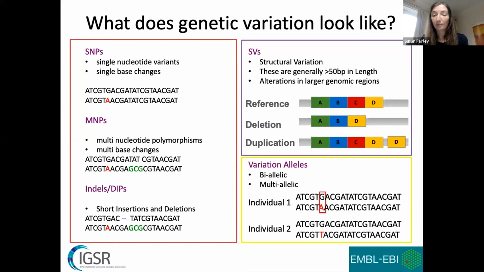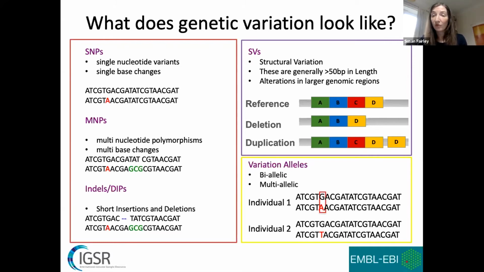And if we look simply at individual 1 in the example, we can see that for their 2 copies, we've got G and A, so that individual would be biallelic if we were just considering that individual. However, if we were then to look at that variant across multiple individuals and we take individual 2, then we can see that actually we've got 3 different alleles occurring at that location. We've got G, we've got A, but from individual 2, we've also got T.